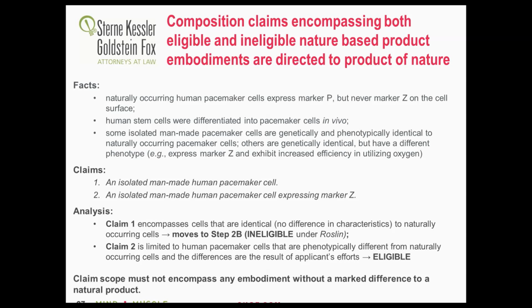I just want to point out that we have seen product by process analysis by the office not only for true product by process claims, but also for claims directed to a recombinant antibody and a monoclonal antibody, where the office says that the fact that they are recombinant or produced by the monoclonal process is a process limitation, and eligibility has to be established for the antibody based on differences between the claimed nature-based antibody product and the naturally occurring counterparts.